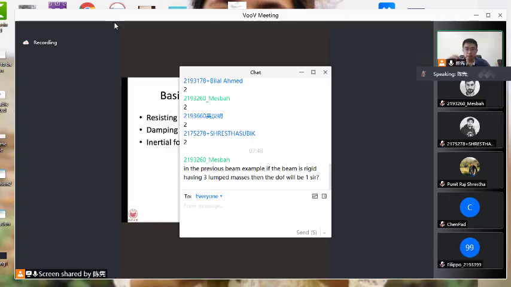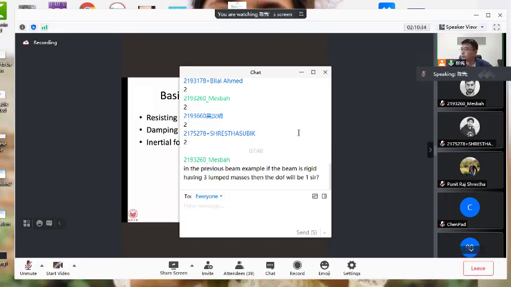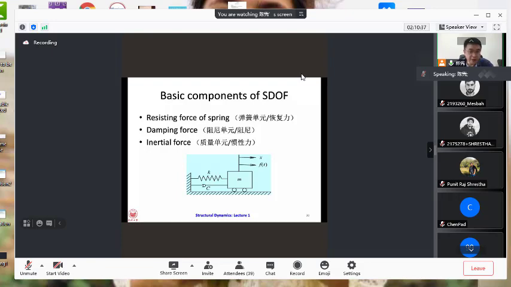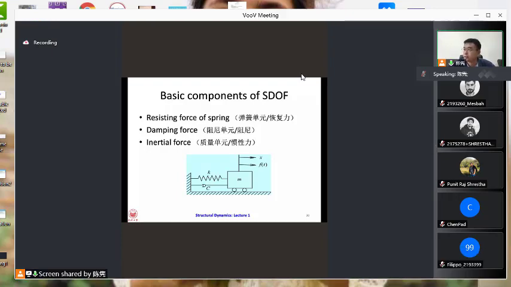This is a key part of today's lecture: how we derive the equation of motion. First, we need to know the basic components of an SDOF system. Basically, there are three components. One is the resisting force of the spring, like k here. It provides a resisting force, which means it always takes the system back to its equilibrium position. The second one is the damping force, which dissipates the energy of the vibration. It will stop the vibration finally.